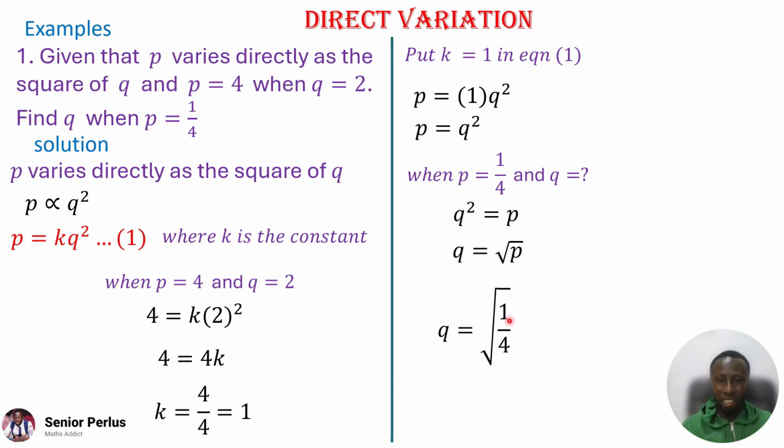We did indices and logarithm. Root of 1 is 1, then root of 4 is 2. So you take the square root of each of them. So you get what? 1 on 2. Therefore, when P is 1 on 4, then Q is 1 on 2. That's how to solve for direct variation.